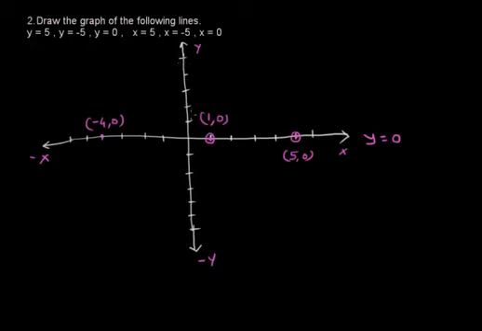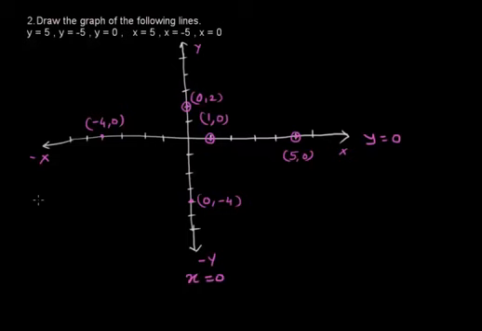Similarly, if I talk about the y-axis, this point is (0, 2). This point is 1, 2, 3, 4, so (0, -4). The x coordinate is 0 everywhere on the y-axis, so the equation representing the y-axis is x equals 0.